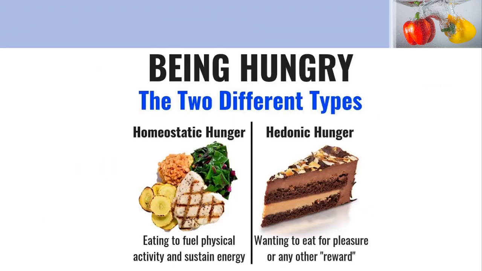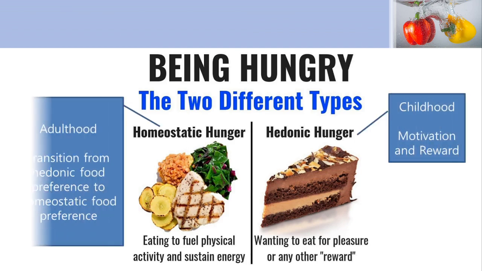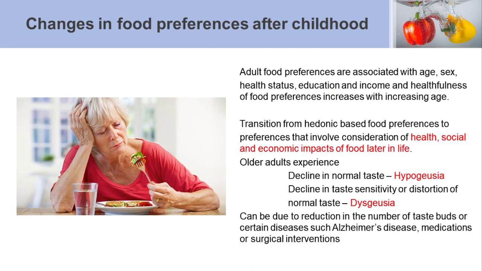When a person becomes an adult, there occurs a transition from hedonic food preference to homeostatic food preference. In the childhood stage, the child prefers to have food for pleasure or reward, and in adulthood, the person eats to meet the energy demand of the body based on physical activities. When a person becomes an adult, the food preferences are greatly associated with age, sex, health status, education, income, impacts of food in later life, and so on.